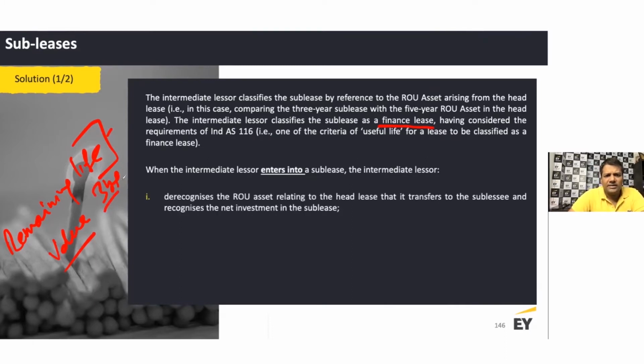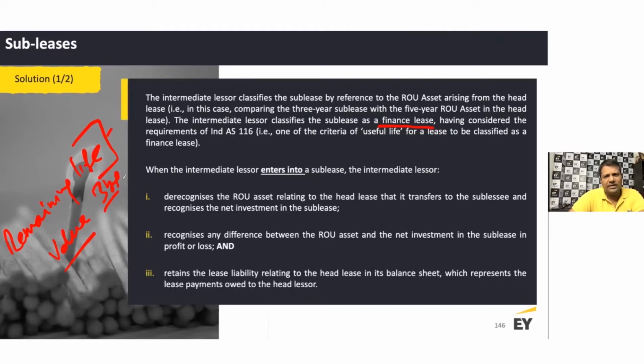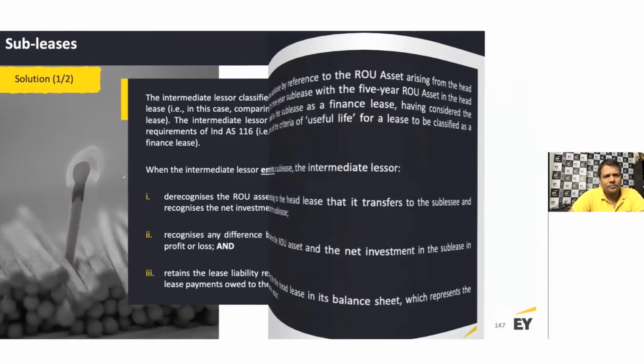So it's a sublease. Now, how do I do the accounting for this? I'm going to de-recognize the ROU asset and I'm going to recognize the investment in the sublease, which is nothing but the present value of the future lease payments which I am now entitled to receive. The difference between the ROU asset and the net investment is taken to the profit and loss account, and there's no change in the lease liability. It retains the lease liability the way it was.